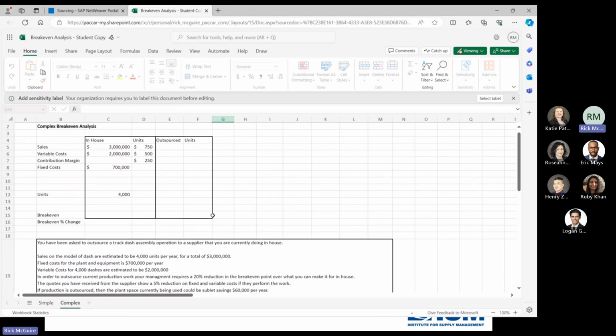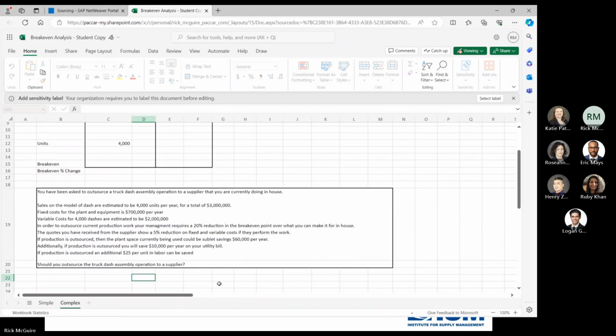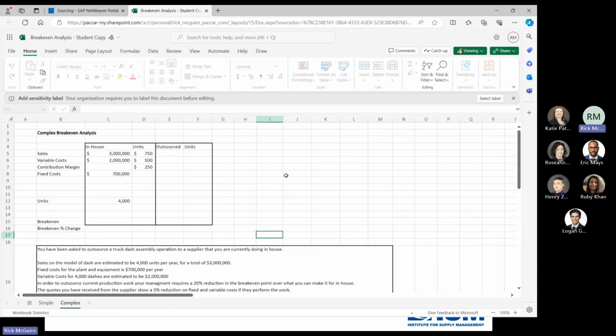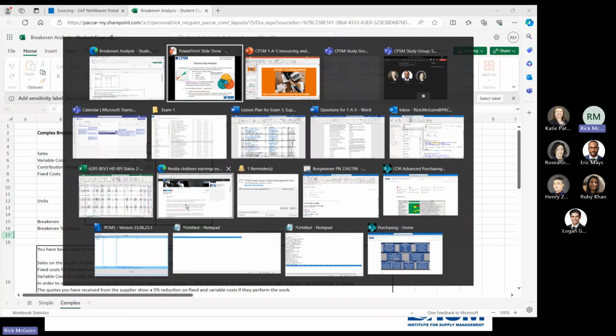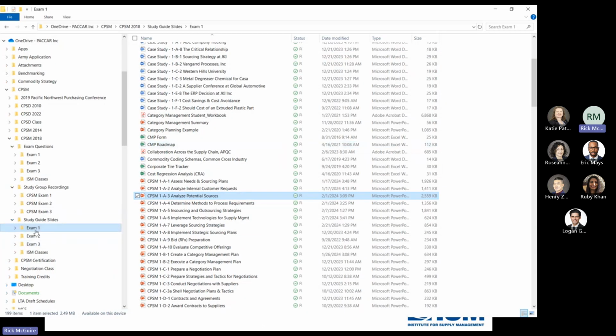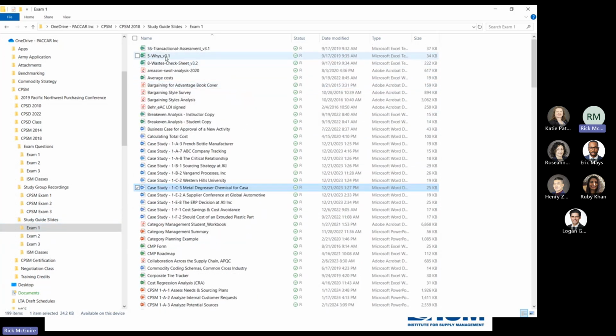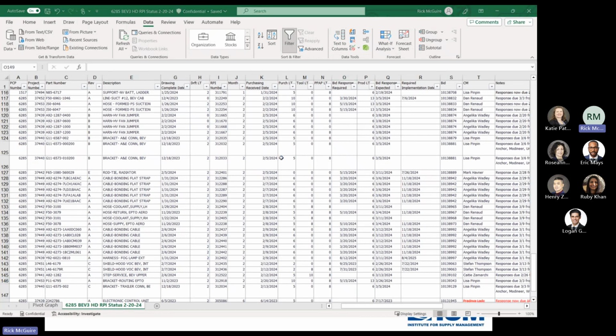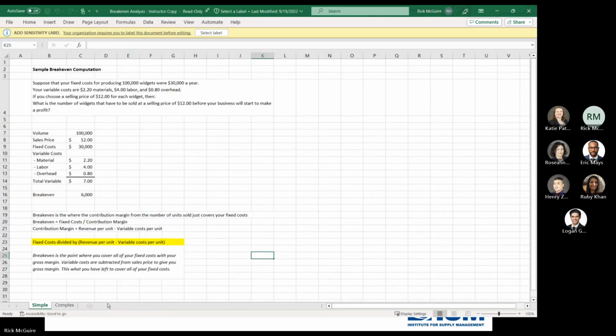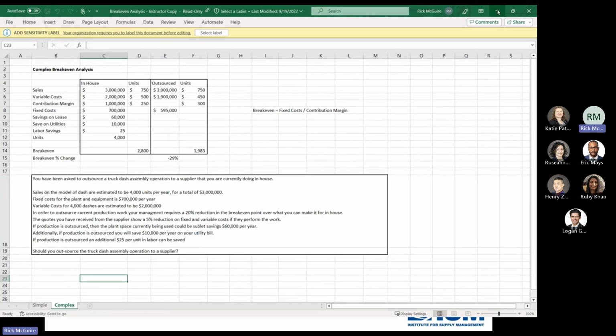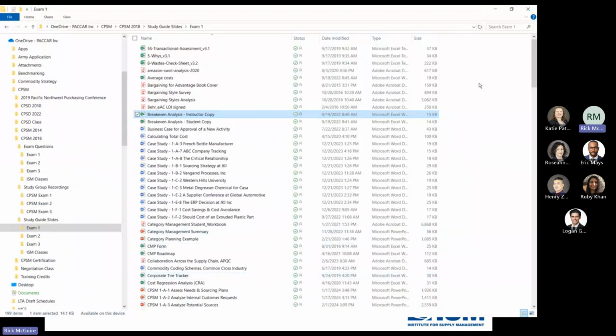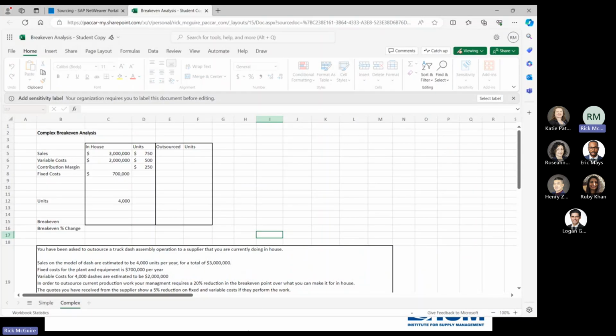Here's a more complex model question. And there are answers here. I don't think I have them here, but if you look in the folder under exam 1, break-even, the instructor copy has the answers. So I would encourage you to go look at those. It'll tell you how to do it. You'll see them on the test. They always have a break-even question or two on there.